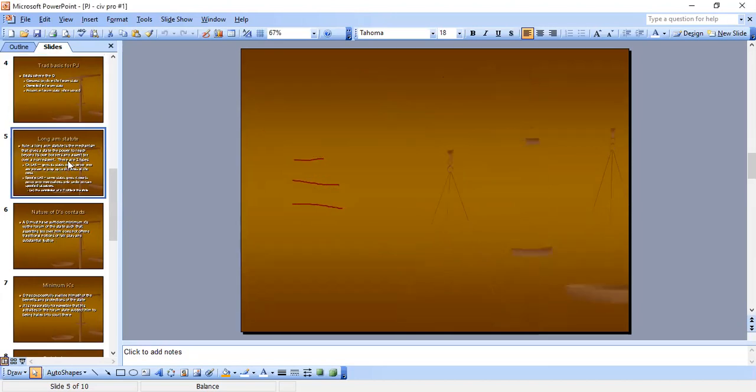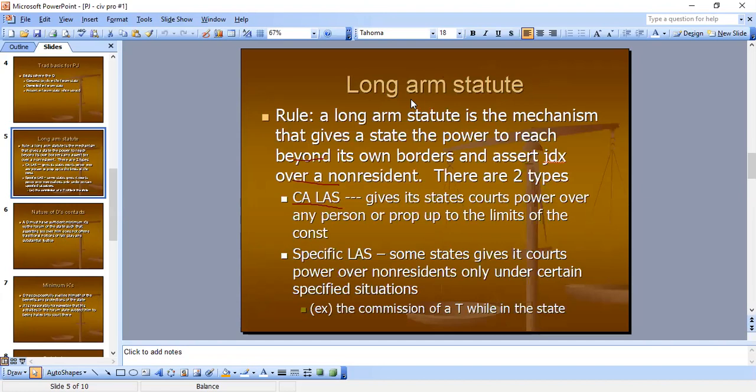Modernly, of course, is the Longarm Statutes. Rule: a Longarm Statute is the mechanism that gives the state the power to reach beyond its borders and assert jurisdiction over a non-resident. There are two types. The California Longarm Statute, and then we have the specific Longarm Statute. So California gives its state courts power over any person or property up to the limits of the Constitution.